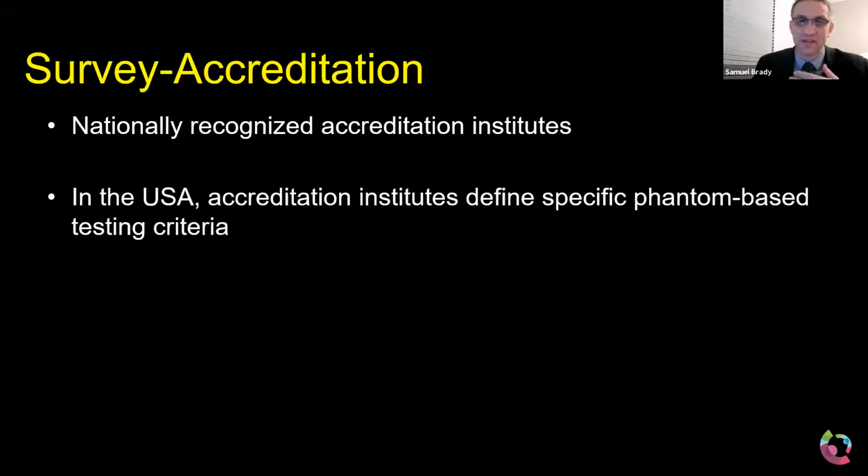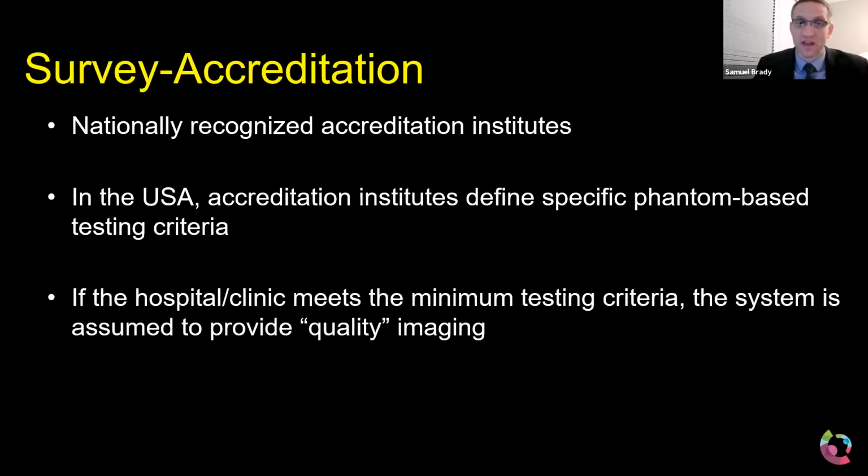So in the US, we have a variety of different accrediting bodies, and each one of these accrediting bodies actually defines using a phantom. So the phantom is imaged at the hospital. There are very specific ways we image that phantom. Those images are then sent to the accrediting body, and then they will rate or score those images. If the images are deemed sufficient, then the hospital becomes accredited, which is to say that it meets the minimum level required for a diagnostic task. So the image quality and the level of radiation dose is good.